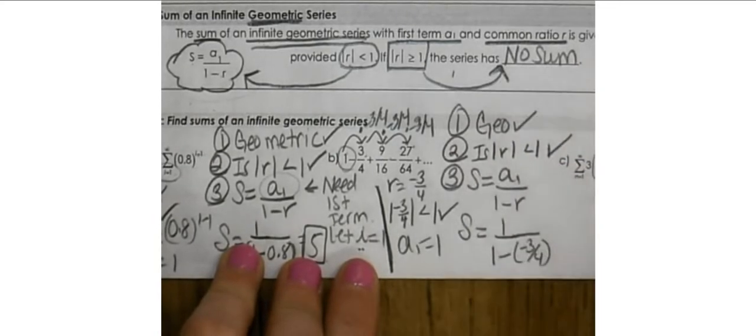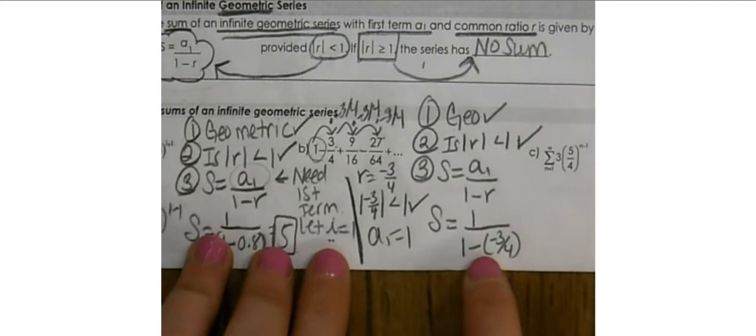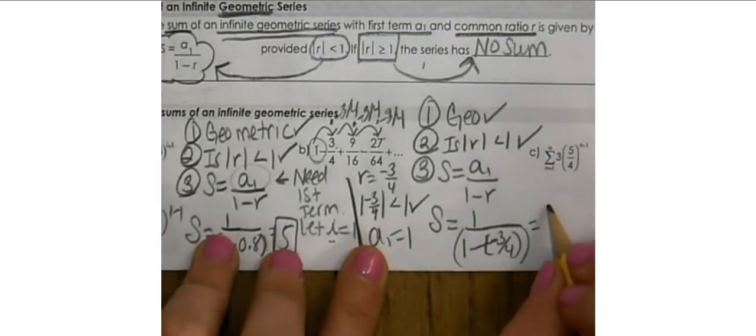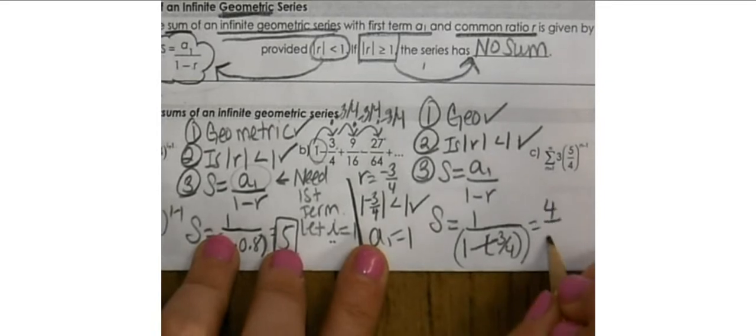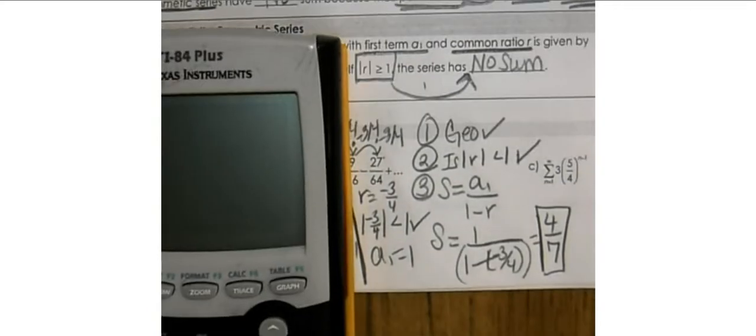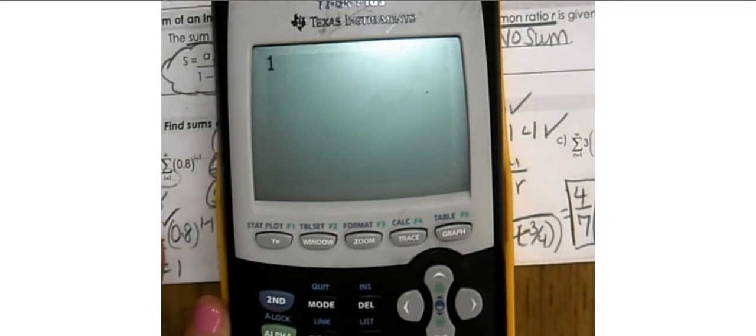Please be careful with this type of problem. You're going to need to make sure that you make that negative a positive. So this is going to be 1 divided by 1 plus 3/4. And I would put your entire denominator into your calculator using parentheses. And when you do that, you end up with a decimal that you can use math enter on, and you end up with 4/7.